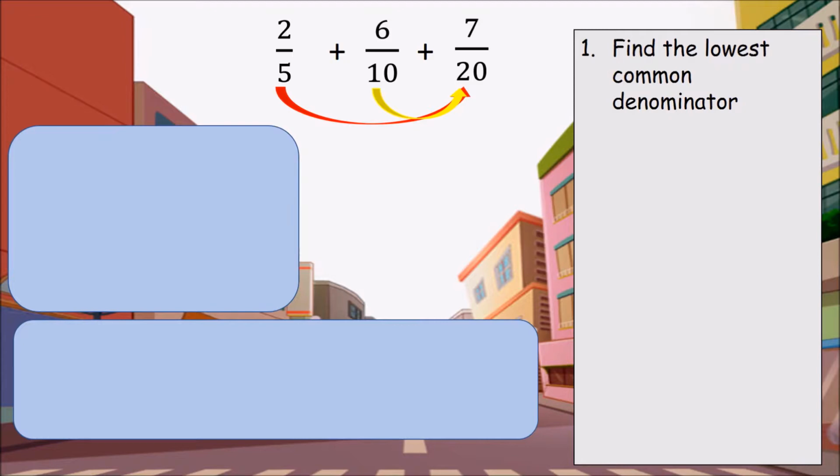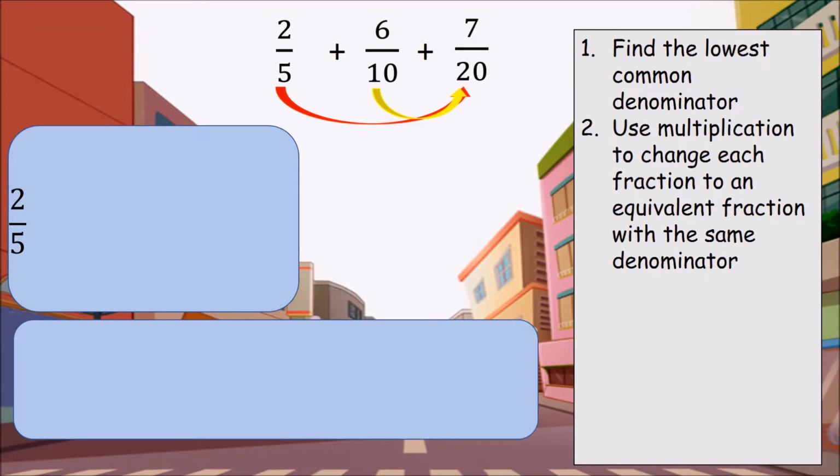Now once we've done that, we need to find the equivalent fraction of each of our other fractions, so 2/5 and 6/10. We need to find out how many times 5 goes into 20 using our times tables. So 5 goes into 20, 5, 10, 15, 20, 4 times. Now whatever I do to the bottom, I always do to the top. So again, I'm going to times 2 by 4. Now 5 times 4 is 20 and 2 times 4 is 8. So the equivalent fraction 2/5 in 20ths is 8/20.